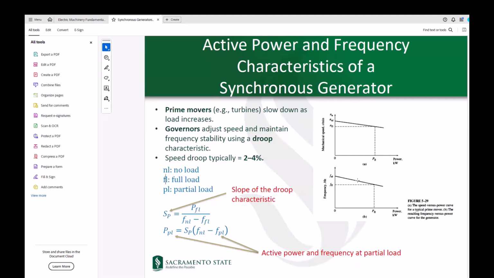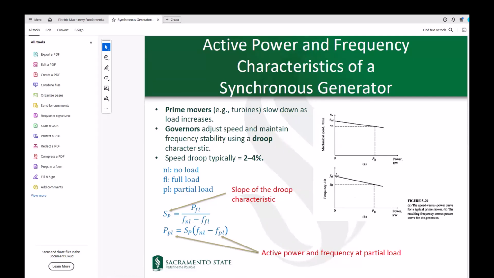We want to be corresponding based off of this line, which means that the frequency should be obeying this droop line. So based on this, the slope of the droop characteristic would be coming from this line, P full load over F no load minus F full load, right? So this is coming from this line, nothing special.